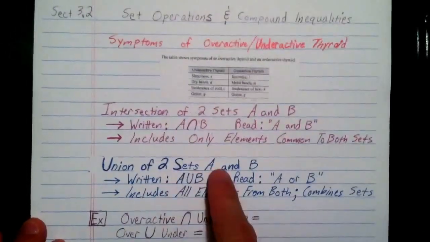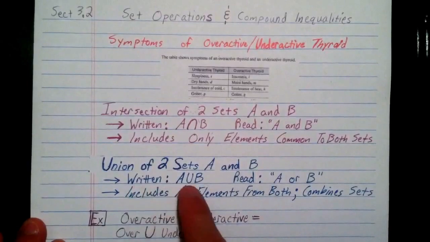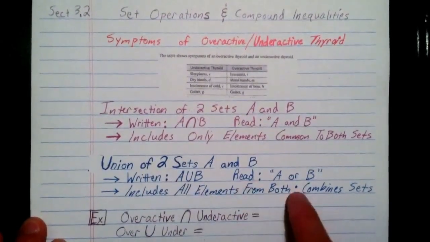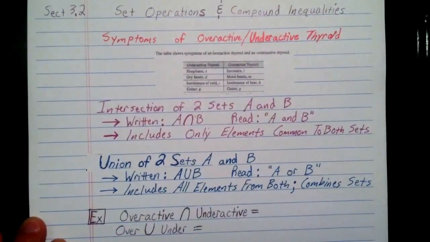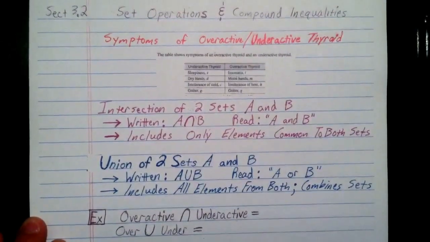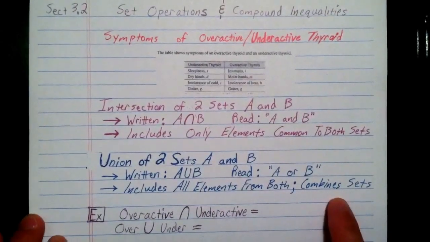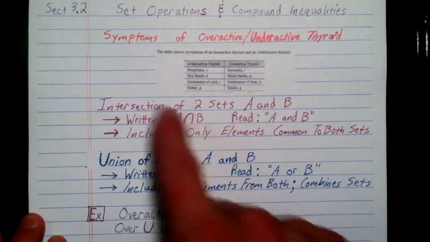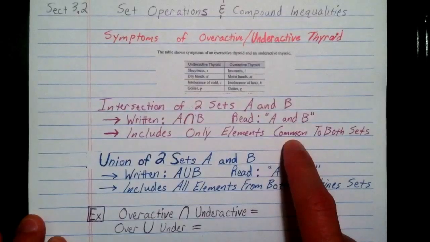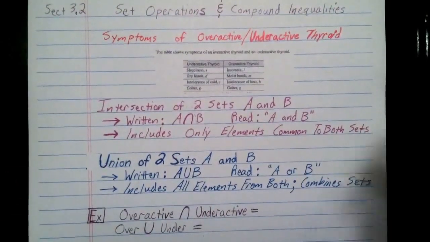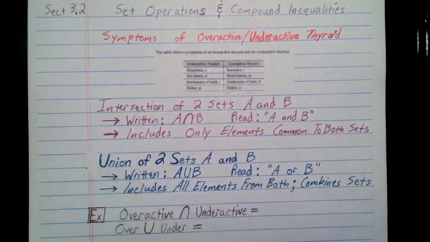Whereas the union of two sets, A and B, we write with an actual U in between them, not an upside down U. So U for union, and we read that as A or B. What that's saying is that you want to include any of the elements that could be in set A or in set B. So it's including all the elements from both. In other words, you're combining your two sets together. An intersection has to be what's in common to two sets, whereas for the union it could be in A, it could be in B. We're going to throw all of those together into one bigger set.